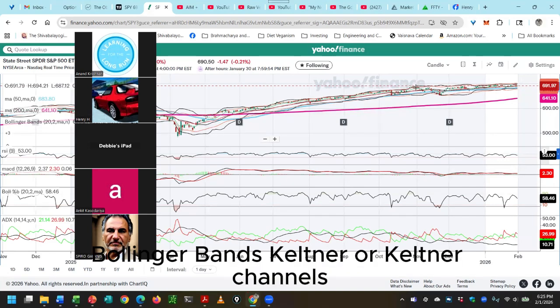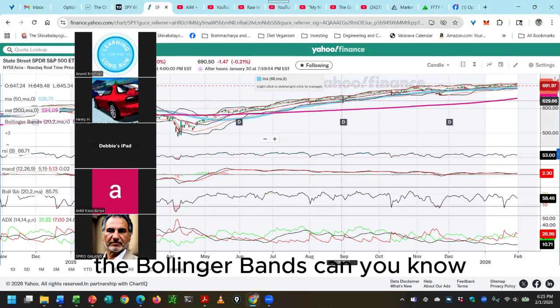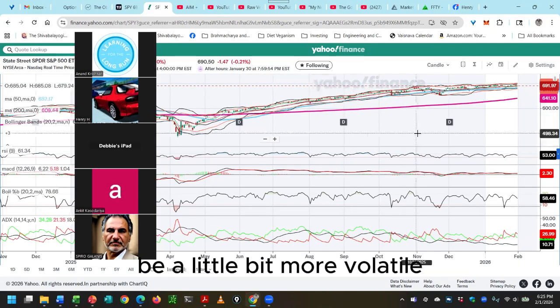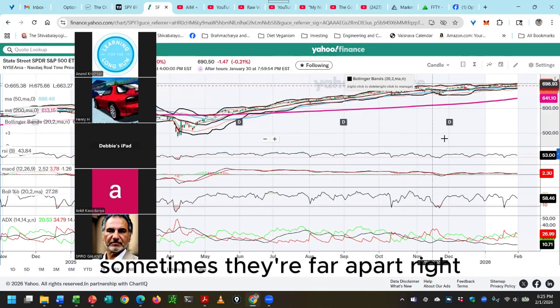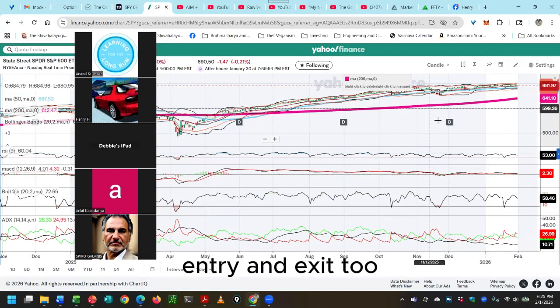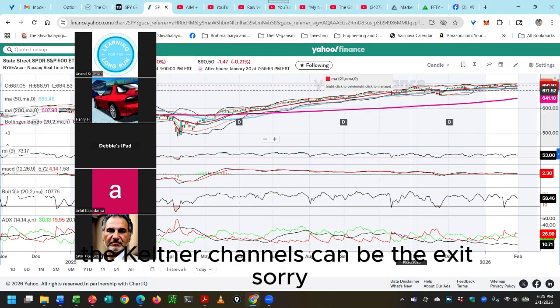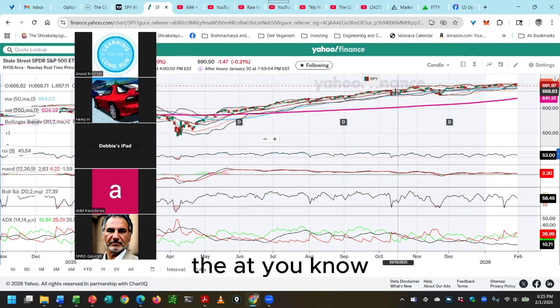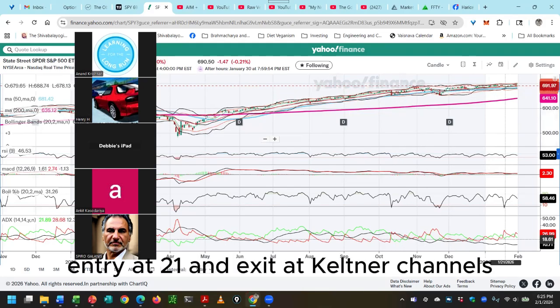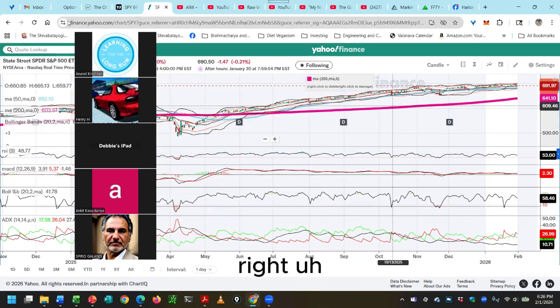Bollinger Bands, Keltner channels, right? Depending on what you guys like, but because the Bollinger Bands can be a little bit more volatile, sometimes they're very close together, sometimes they're far apart, right? So you can use the Keltner channels as your entry and exit too. So I mean, the Keltner channels can be the exits. Sorry, the entry at 21 and exit at Keltner channels, right?